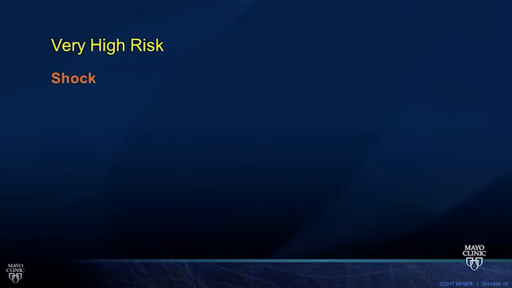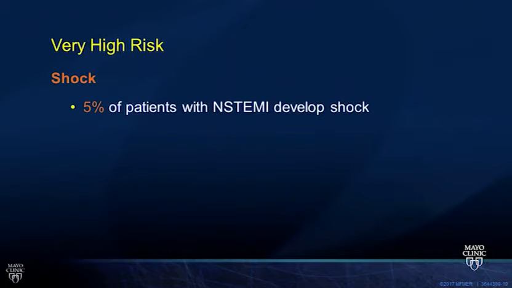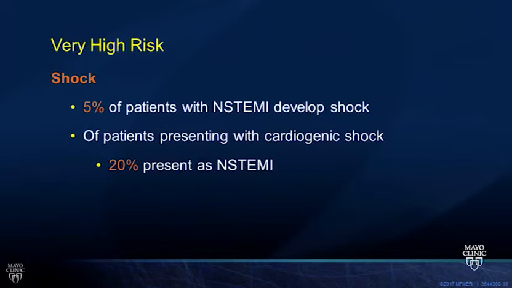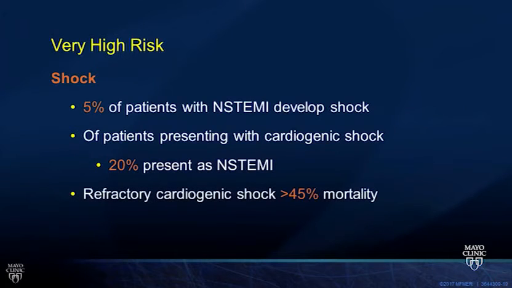Now, a word on shock. Obviously, these patients are going to be at our highest risk. 5% of patients with non-STEMI develop shock. Now, when you contrast those patients compared to STEMI patients that develop shock, non-STEMI patients generally are older. They have more medical comorbidities. They develop shock later in the course as opposed to right away. And they often have more extensive coronary artery disease. Of patients presenting with cardiogenic shock, 1 in 5 presented as a non-STEMI. And for those patients with refractory shock, there's a very high mortality rate.